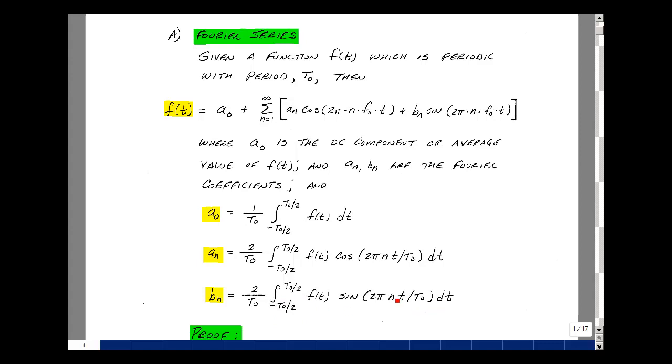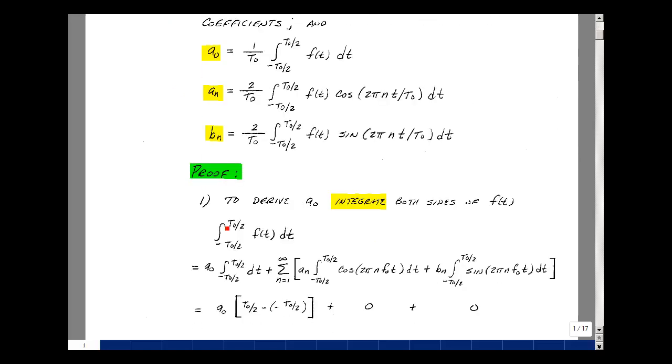Now why would that be true? Let's first find the term a0. To do that, let's integrate both sides of the equation of f of t. We'll take the left-hand side of the equation and integrate from minus t0 over 2 to t0 over 2, really over one period, dt. I'll do the same thing to the right-hand side of the equation.